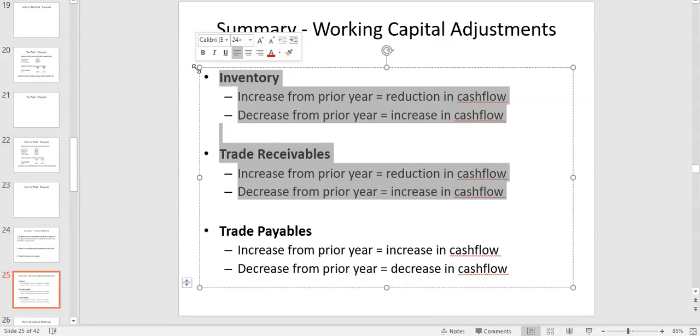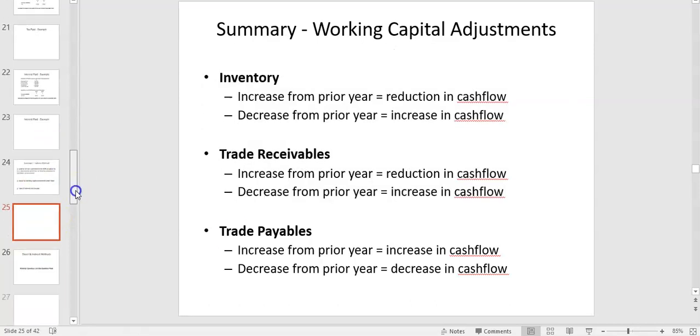Why are these adjustments needed? Why can't we just ignore them? If we ignore working capital adjustments, it's not really going to work out. You're going to ignore the fact that there are certain movements, credit sales, credit purchases that are impacting your revenue figure or purchases figure, but not impacting cash flow. So you have to make those adjustments as well.